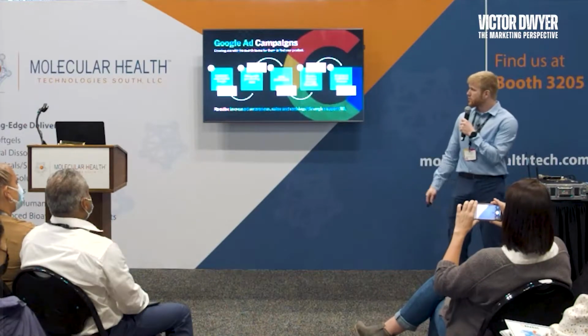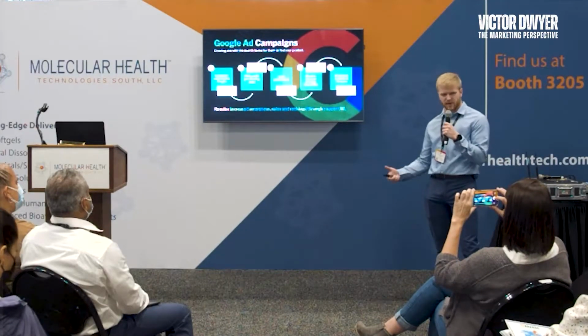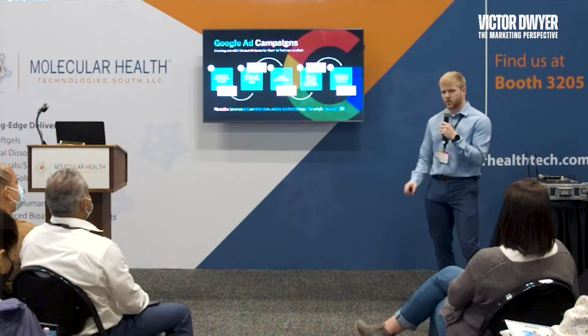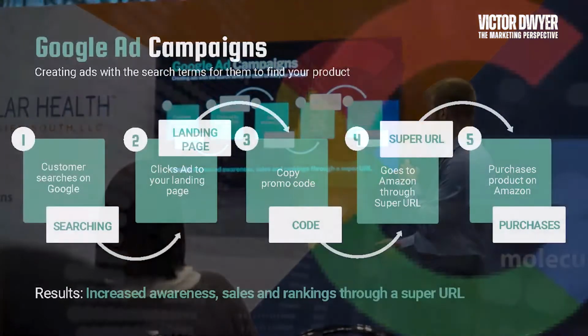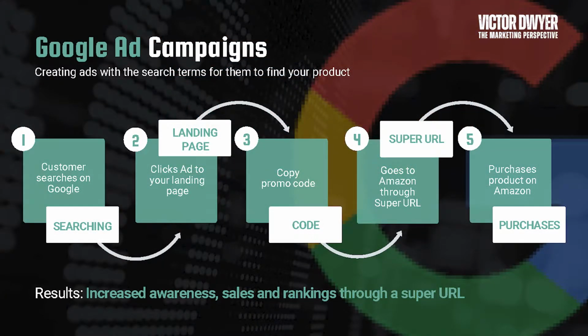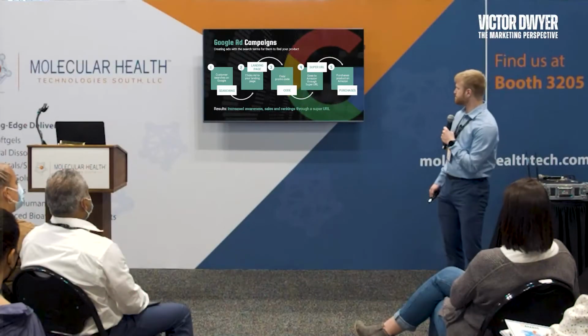And then this is Google for those very search-intent-based products like bed sheets. The person can actually type in the word bedsheet on Google. They will go through the Amazon Google ad, and then they will go through a landing page, which goes to a promo code, which goes to a super URL, which the person ends up purchasing.